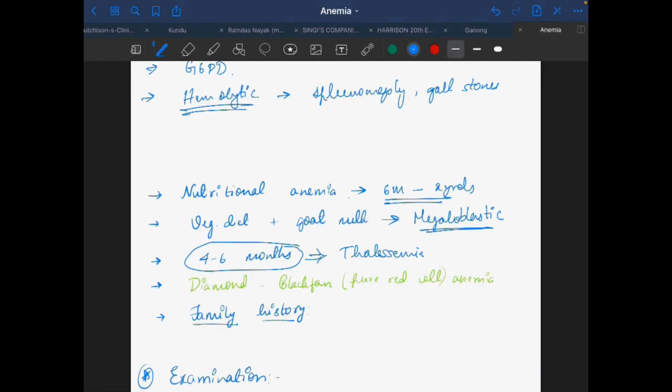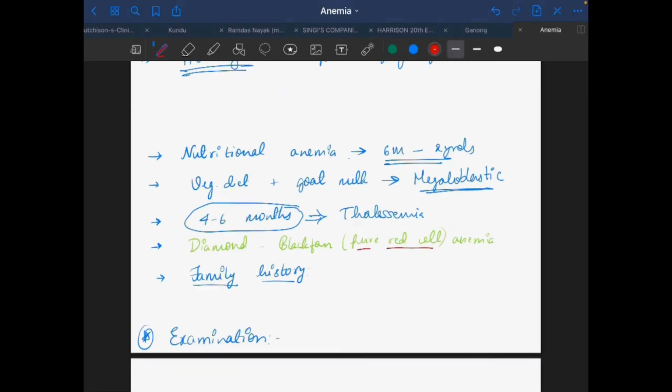There is something called pure red cell anemia, also called Diamond-Blackfan anemia. This generally presents around 3 months. Here the child has a decreased reticulocyte count. In pure red cell anemia, the child generally has a decreased red cell count.